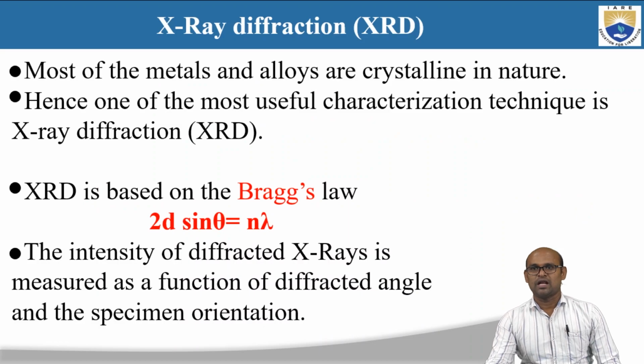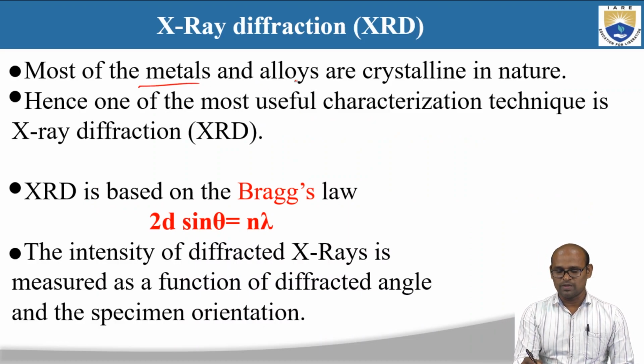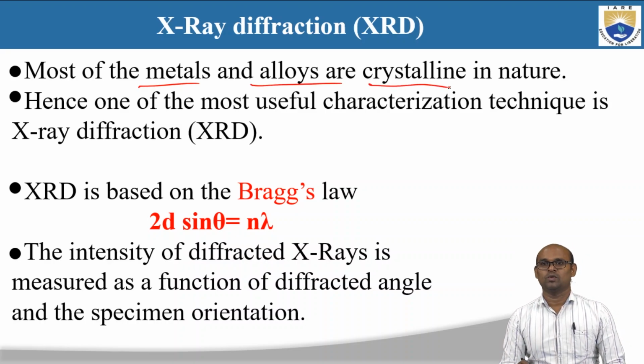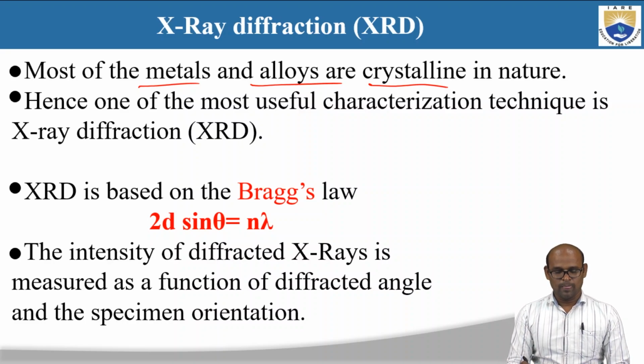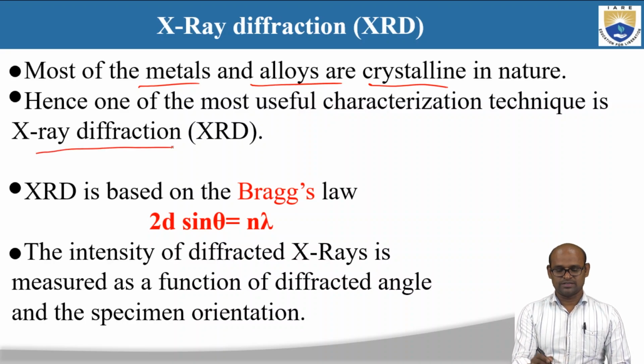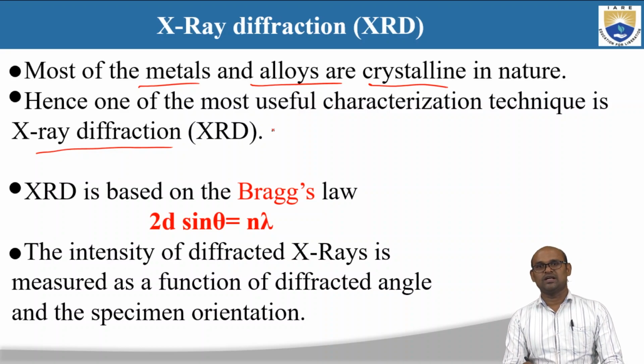Most of the metals and alloys are crystalline in nature. Most of the metals and alloys that we see in nature are crystals. Hence one of the most useful characterization techniques is X-ray diffraction, which we denote as XRD. So XRD is X-ray diffraction.